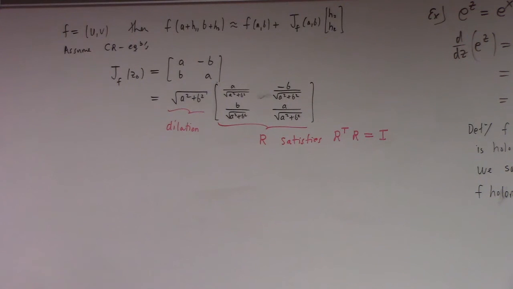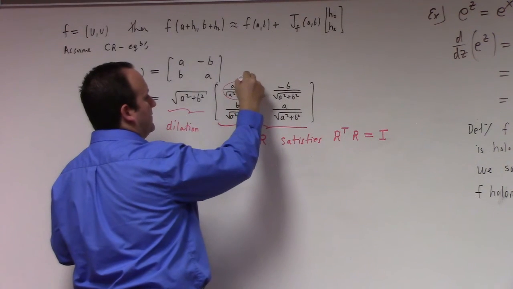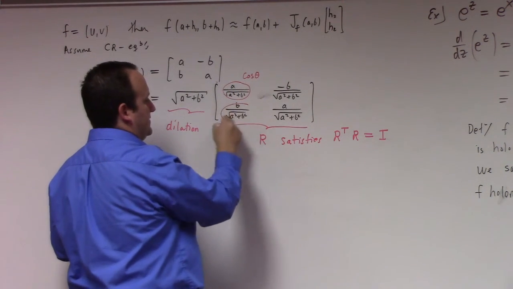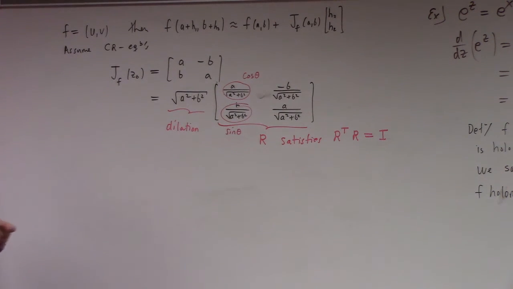You can already start to see that here. You can actually make this cosine theta, and you can actually make this sine theta. That's a reasonable thing to say because the absolute value of those quotients has to be less than 1 if you look at the formula, right? So it's reasonable to identify them with sine and cosine.